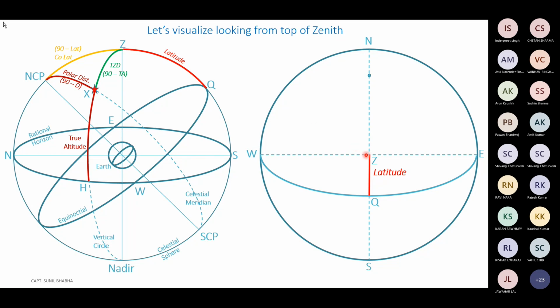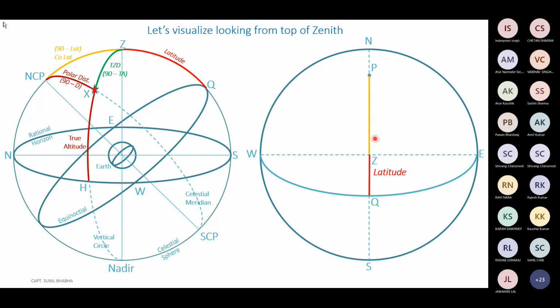We start off from the Z point, we move towards the north point, and we move a distance equal to 90 minus latitude, or our colat. The point where we arrive is the north celestial pole. It is represented by P. So let's mark this as P here. You can see the north celestial pole shown in our rational horizon diagram.